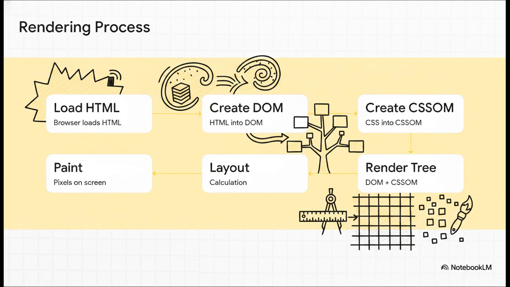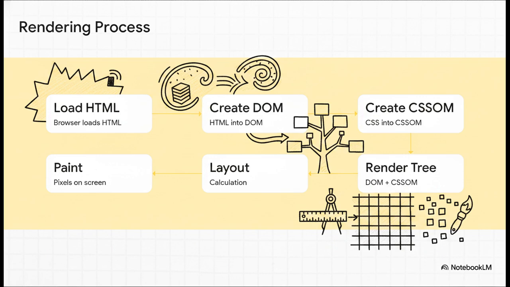First, the browser loads the HTML. Second, that HTML is converted into the document object model, or the DOM. Third, the CSS is converted into the CSSOM. Fourth, the DOM and the CSSOM are combined to create the render tree. Fifth, the browser performs a precise layout calculation based on that tree to determine exact geometric positions.